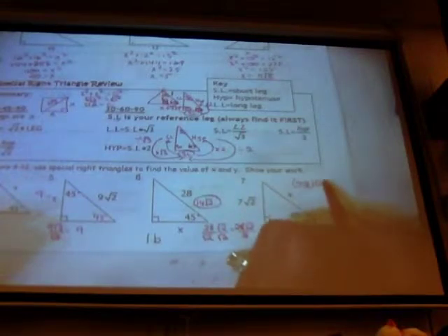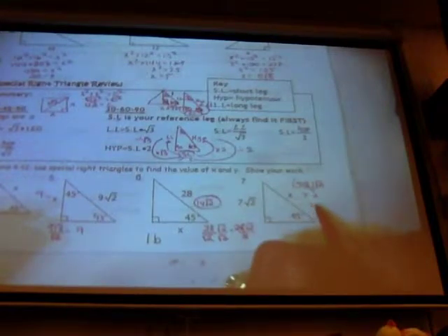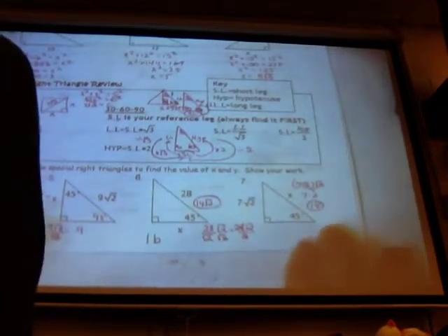Okay, Alexander, what would I do to find the hypotenuse here? Very good. You're going to multiply it by radical 2. And what's radical 2 times radical 2? 2. And what's 2 times 7? Very good. So you have 14. Are we all good? That's the 45, 45, 90. Now let's practice the 30, 60, 90.